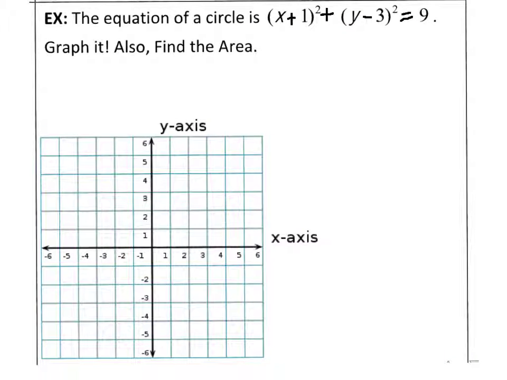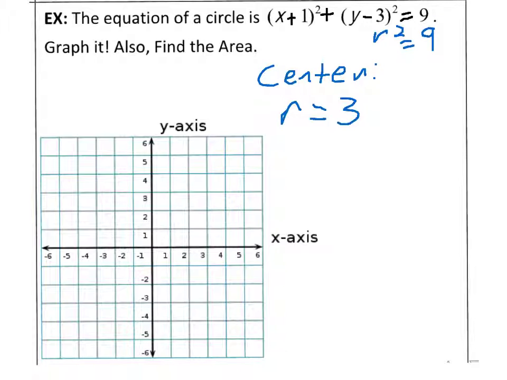Okay? So, once again here, I've got the equation. I want to graph it and then find the area. Let's just worry about graphing it now. I need two things. I need the center and r. My radius is going to be, well, since it equals 9, it's going to be 3, right? The square root of 9. Remember, because r squared equals 9. So r is the square root of that number. So r is 3. The center is at negative 1, 3.